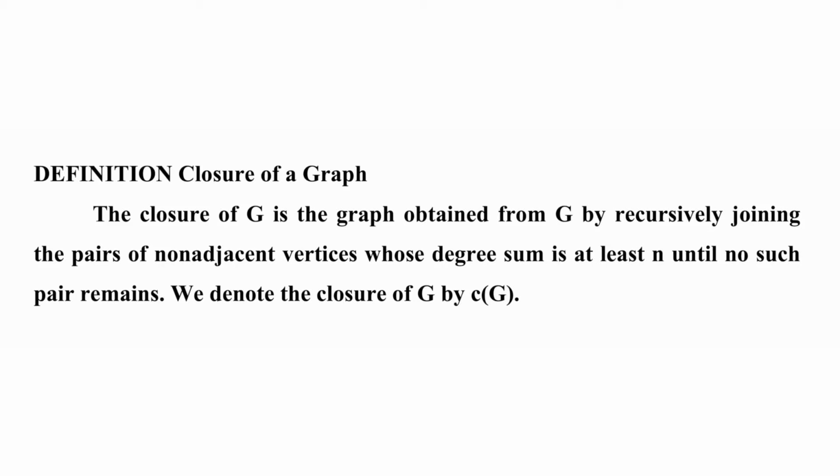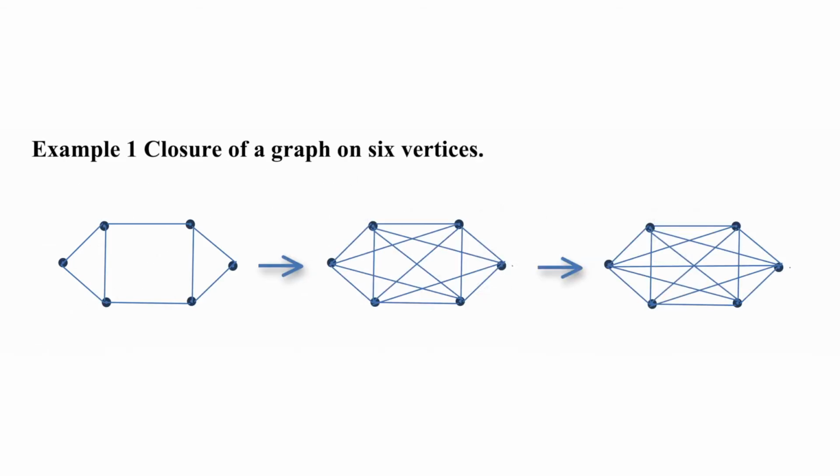Next, we shall see the definition of the closure of a graph. The closure of G is a graph obtained from G by recursively joining the pairs of non-adjacent vertices whose degree sum is at least n until no such pair remains. We denote the closure of G by C of G. Now, let us see the example of closure of the graph. The closure of a graph on 6 vertices can be seen on the screen.